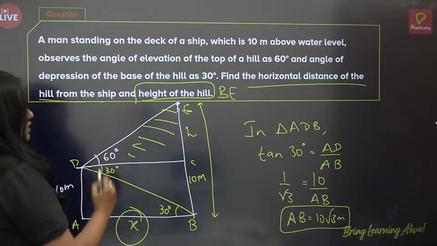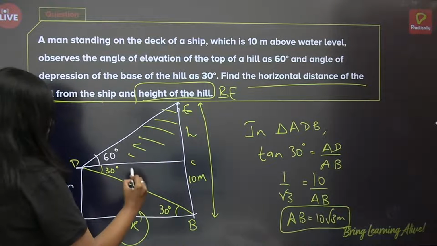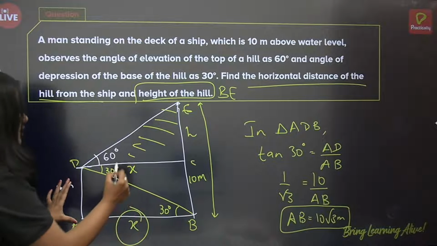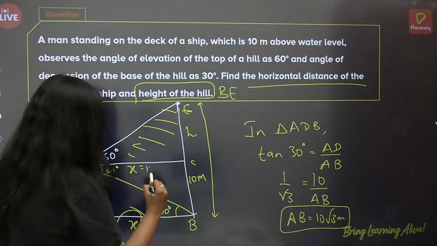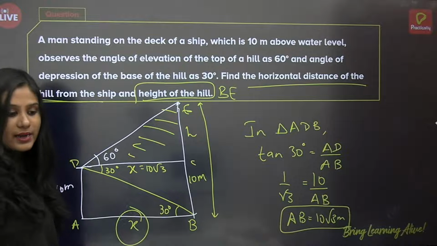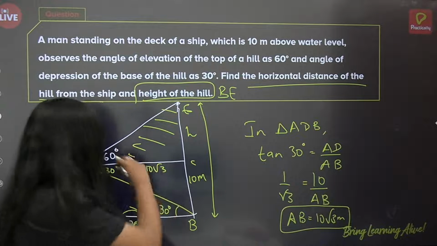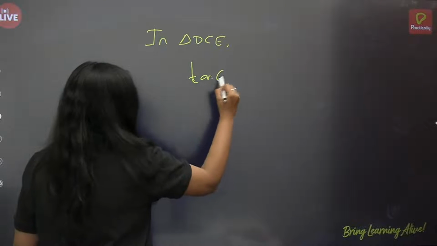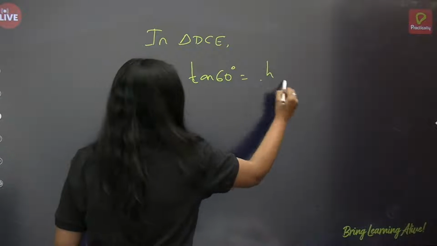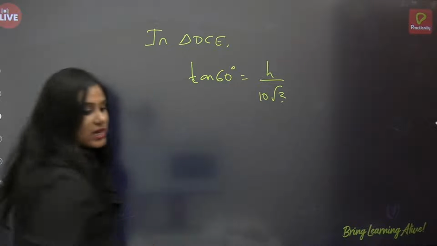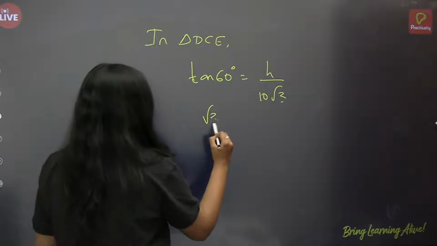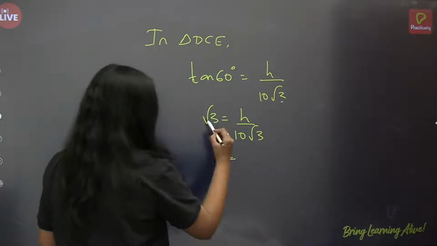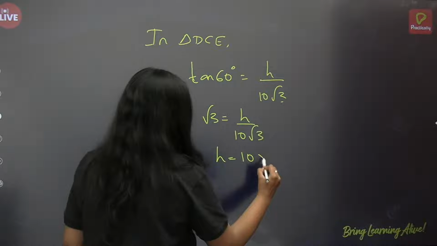60 degrees. Tan 60 is equal to H by X. This will also be X. Why? This is a rectangle. Opposite sides are equal. If this is X, this value will also be equal to 10 root 3. Correct? So let us take tan 60 is equal to H by 10 root 3. What is the tan 60 value? Root 3. Root 3 is equal to H by 10 root 3. H equals 10 root 3 into root 3, that is 30.